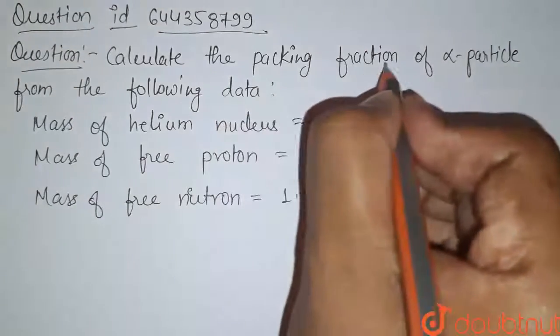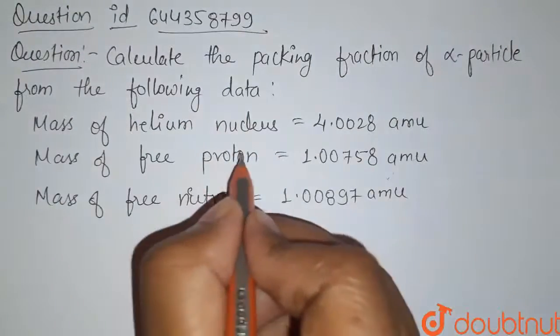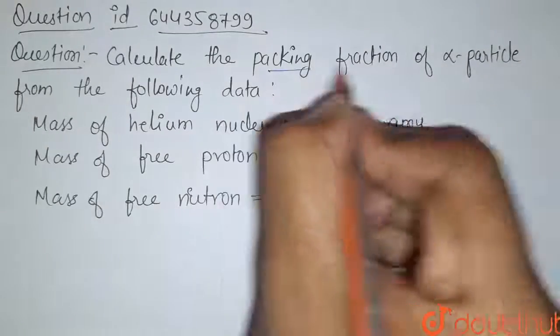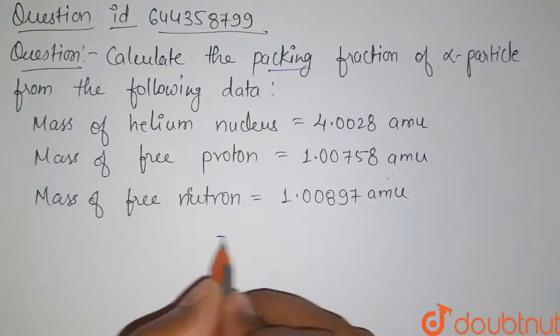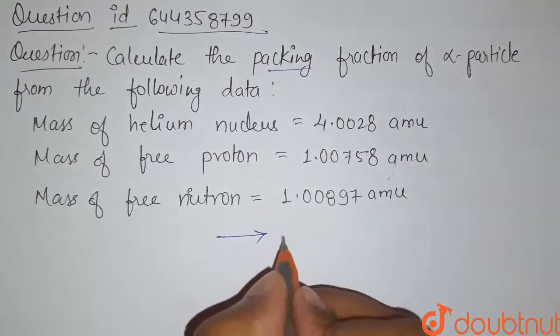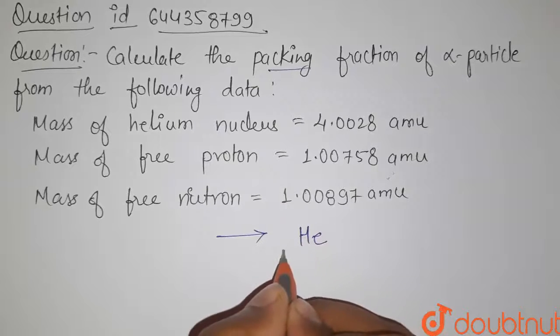Students, here's our question. Calculate the packing fraction of alpha particle from the following data. So here the data is given and we have to find the packing fraction for alpha particle. So first of all, we will write the equation for forming alpha particle. Alpha particle is basically the nucleus of helium.